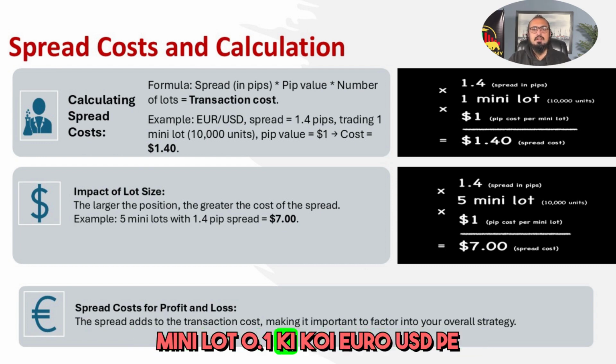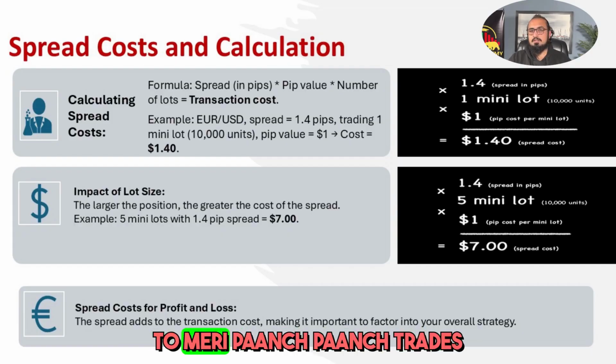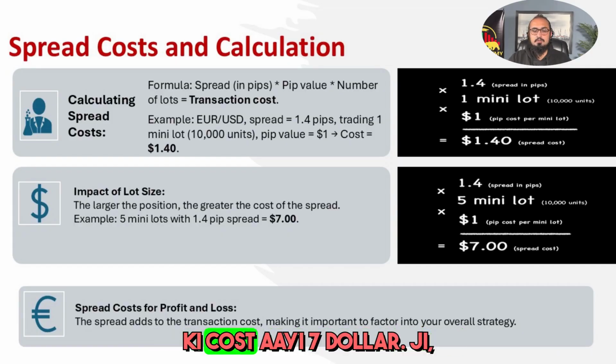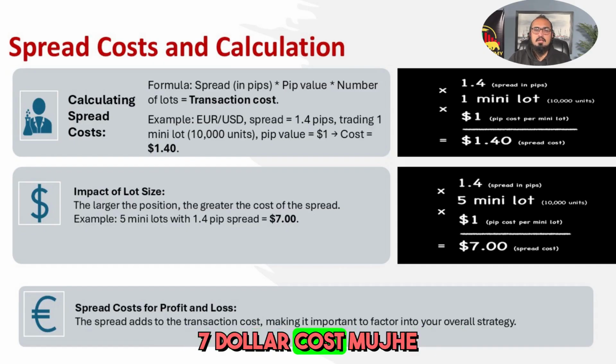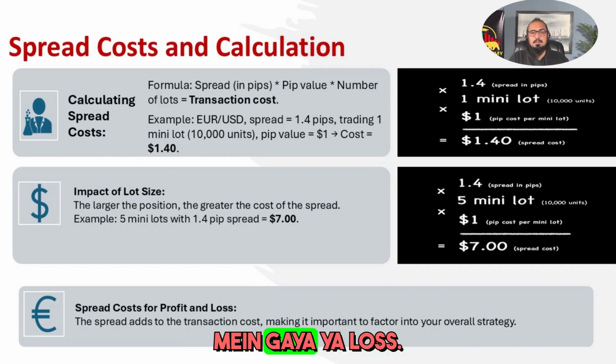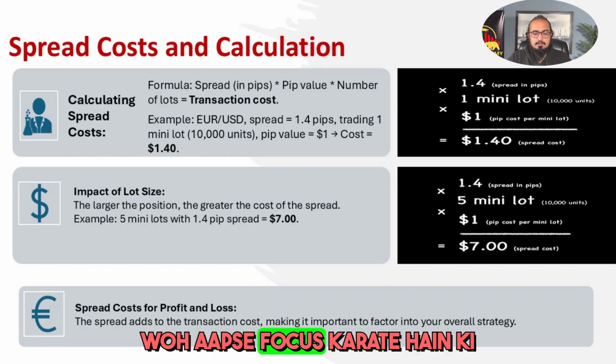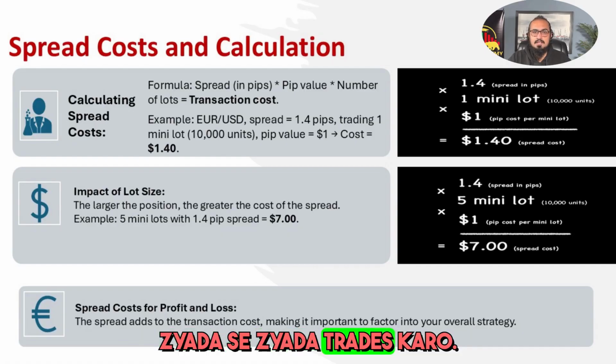If I open 5 positions of 0.1 mini lot on Euro USD, where the spread was 1.4 pips, then the cost of my 5 trades came to $7, meaning I will have to pay a cost of $7 whether the orders went into profit or loss. That's why our broker friends focus on making you trade as many trades as possible.